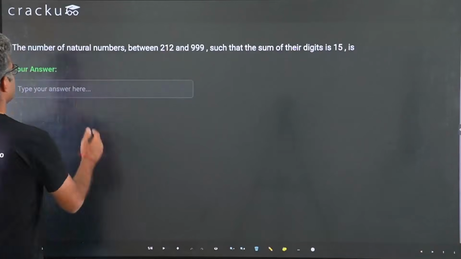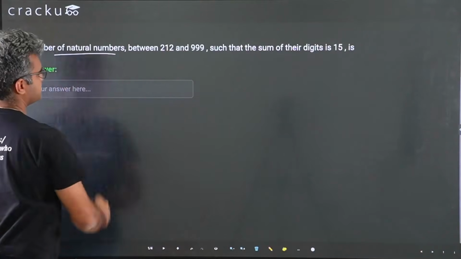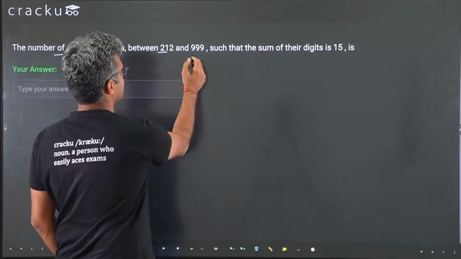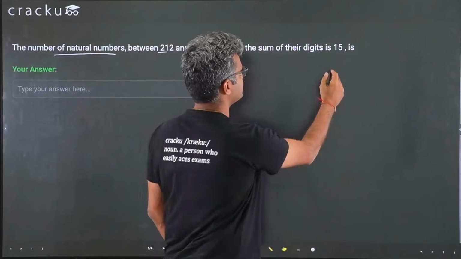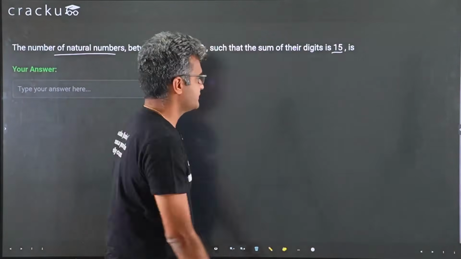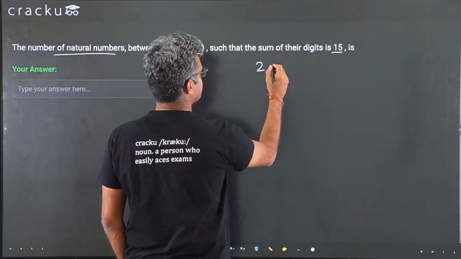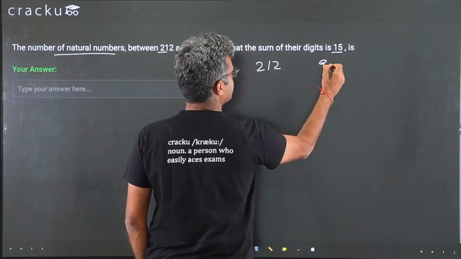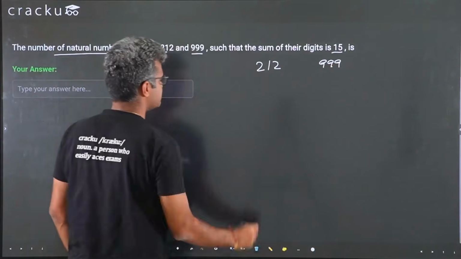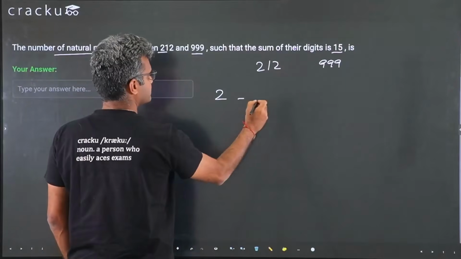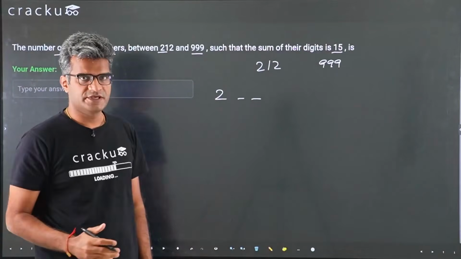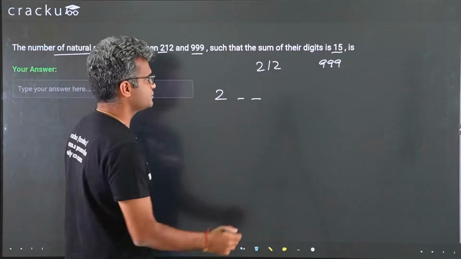In this question, we are asked to calculate the number of natural numbers between 212 and 999 such that the sum of their digits is 15. So we have numbers between 212 and 999. Suppose the first digit is 2, that is, it is in the 200s. Then the sum of the remaining 2 digits has to be 13.